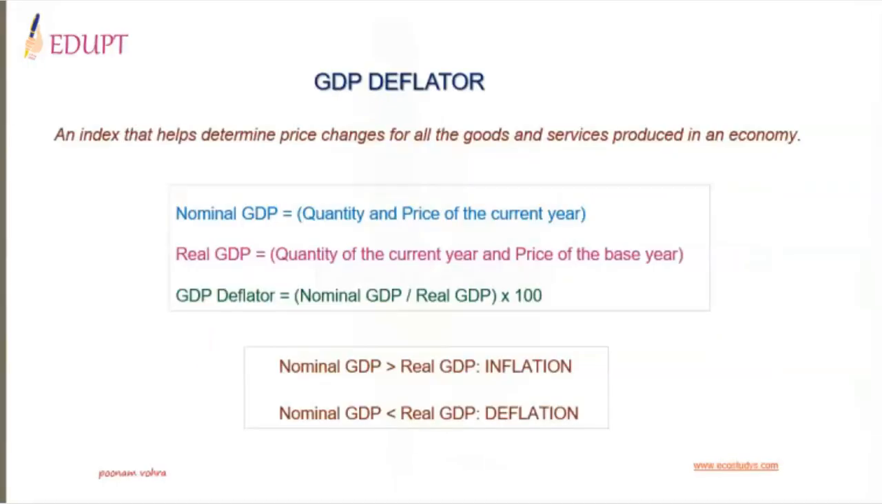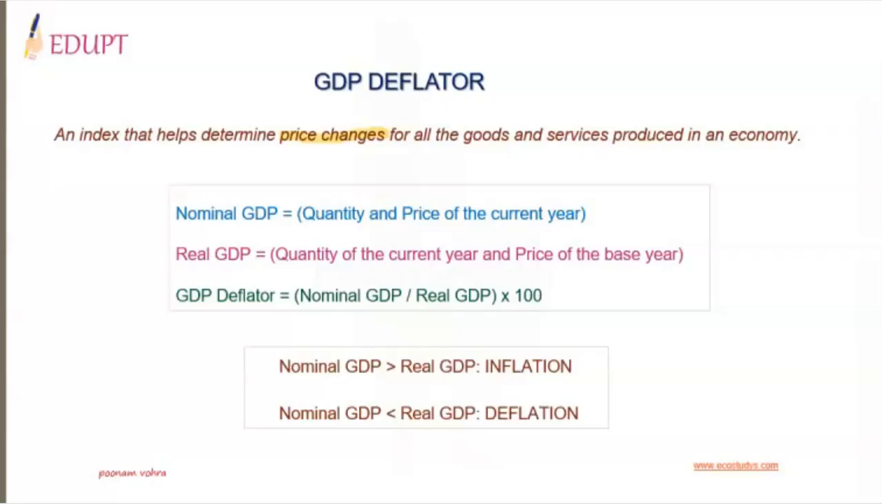Continuing further, let's now understand the concept of GDP deflator. GDP price deflator is an economic metric that helps determine price changes for all the goods and services produced in an economy. It includes all final goods, including exports, and does not include the price of any imports.